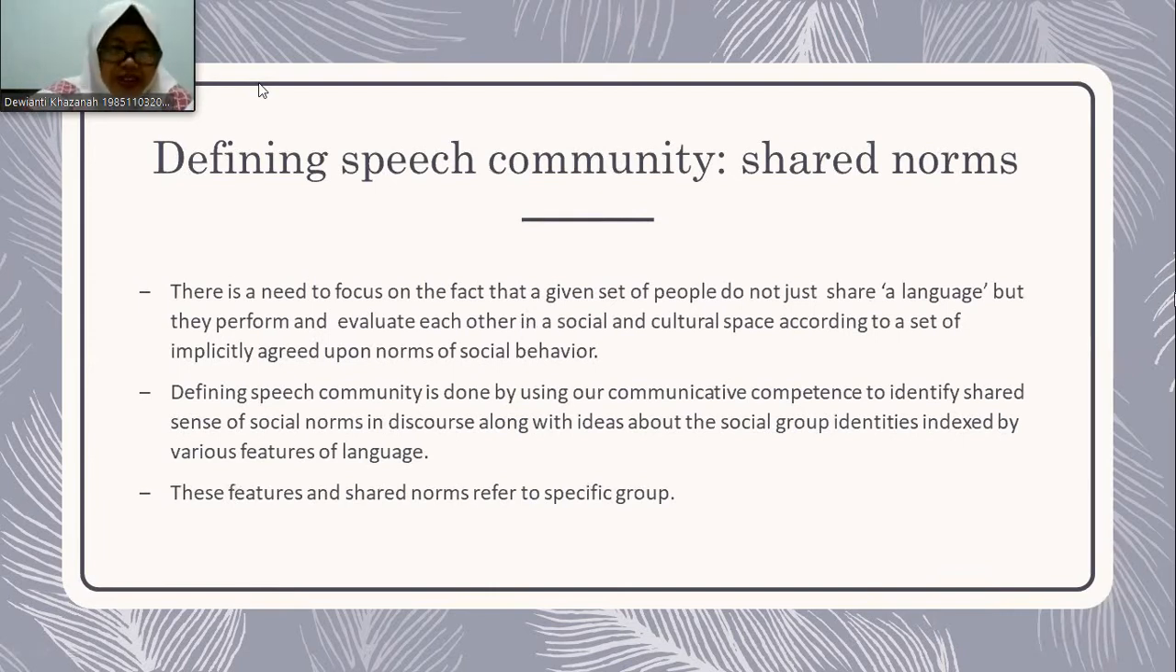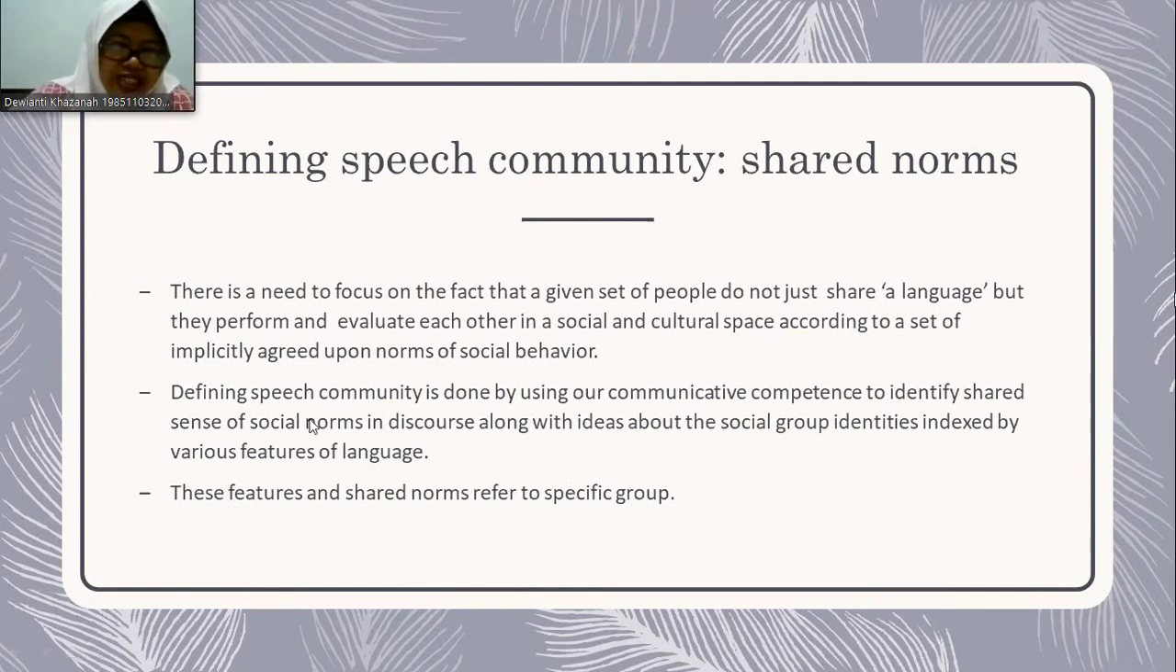Yeah. Defining speech community is done by using our communicative competence. Yeah. Communicative competence itu the extent of how we can fully understand and comprehend interaction, to identify shared sense of social norms in discourse, along with ideas about the social group identities indexed by various features of language.